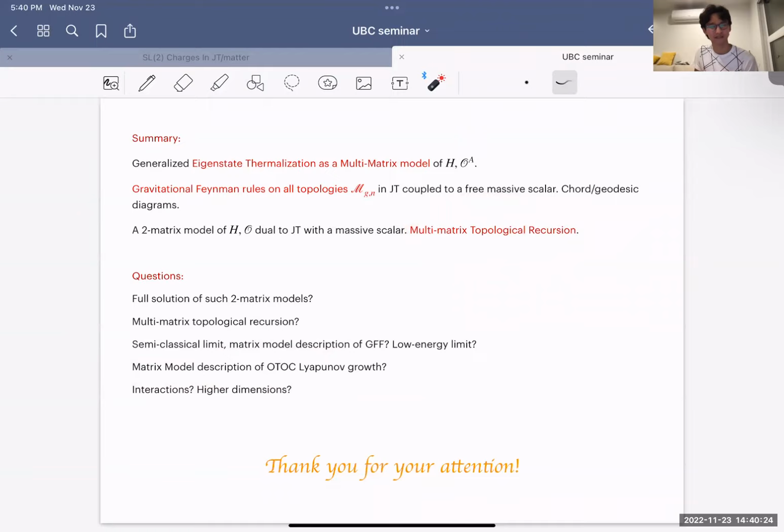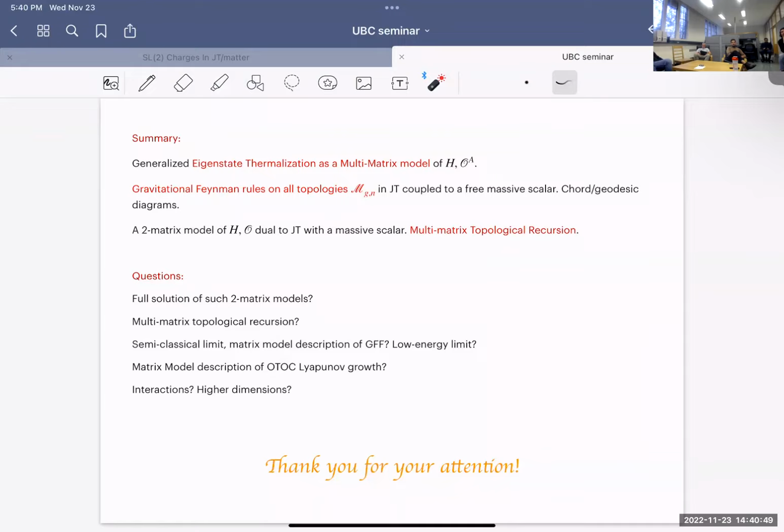Any questions? Well, I do have a question about this last point. Your model produces an answer for the OTOC. And what is this answer?